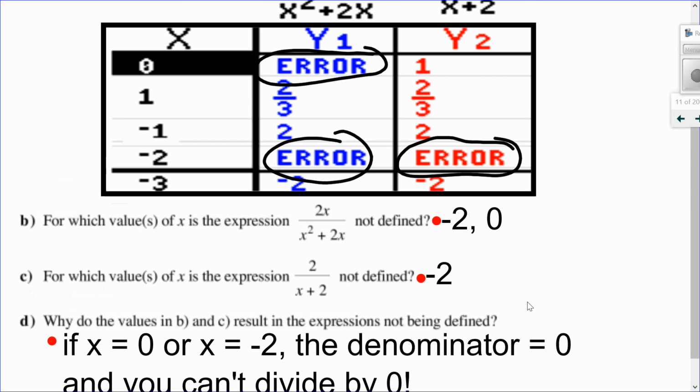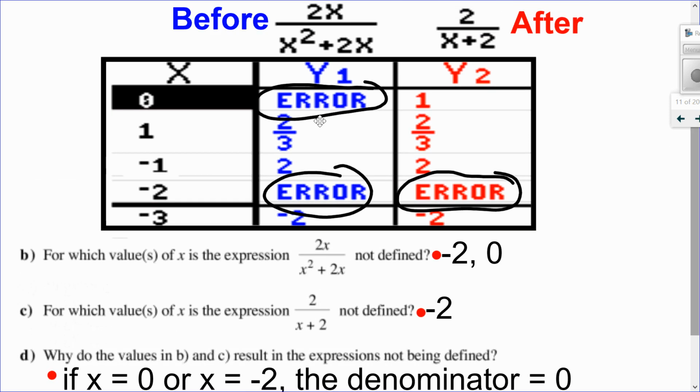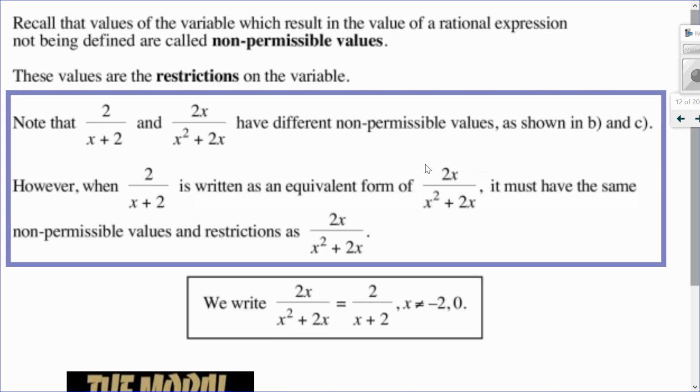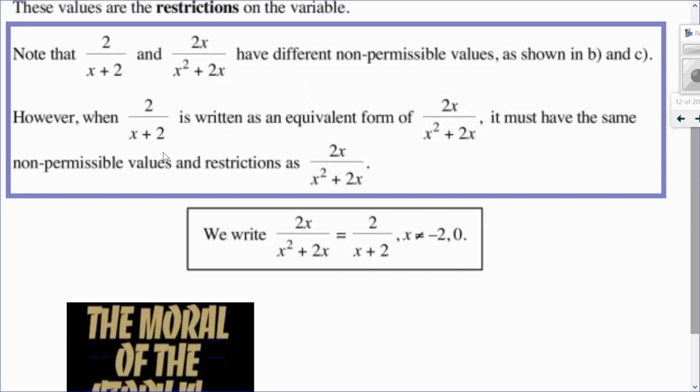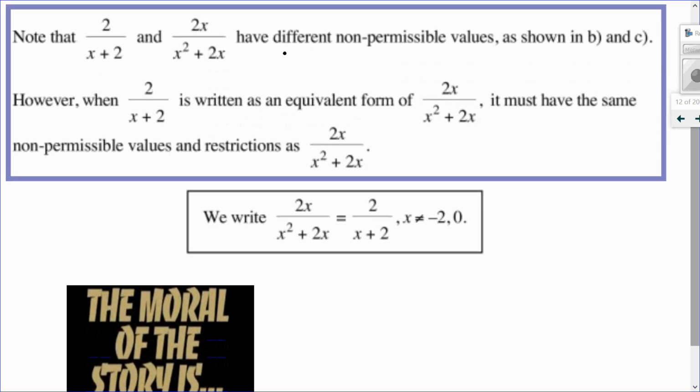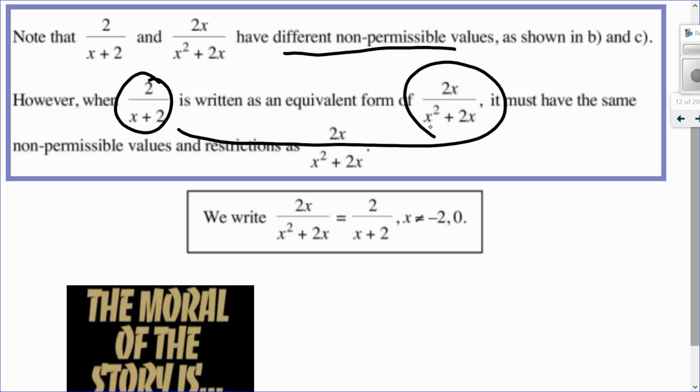So restrictions are always important. But these two are equivalent, and you'll see that before I simplified, I had 2 non-permissible values, and after I only had 1. The reason is because I stated them before I simplified and after. So when you're doing a question yourself, you want to state your restrictions before you simplify, because these ones here had different non-permissible values. Okay, so this is equivalent to this.